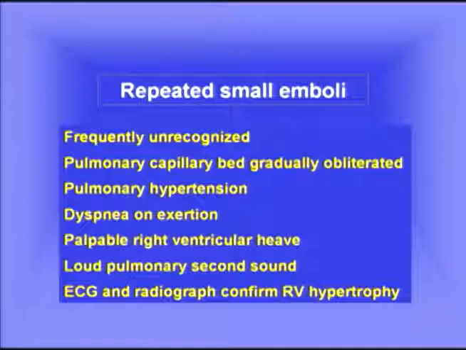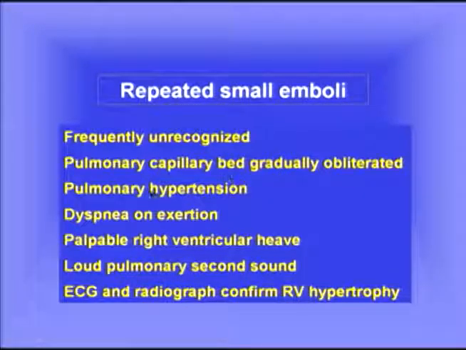Occasionally, with a massive embolus, it's possible to do emergency surgery and remove the embolus, but the death rate with this condition is high. Repeated small emboli is a different kind of clinical picture. These are frequently unrecognized. In fact, I would say generally unrecognized. And the pulmonary capillary bed is gradually obliterated by these small emboli.